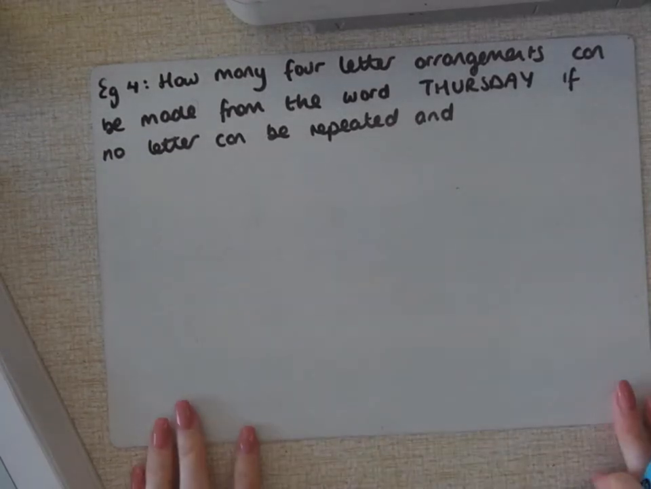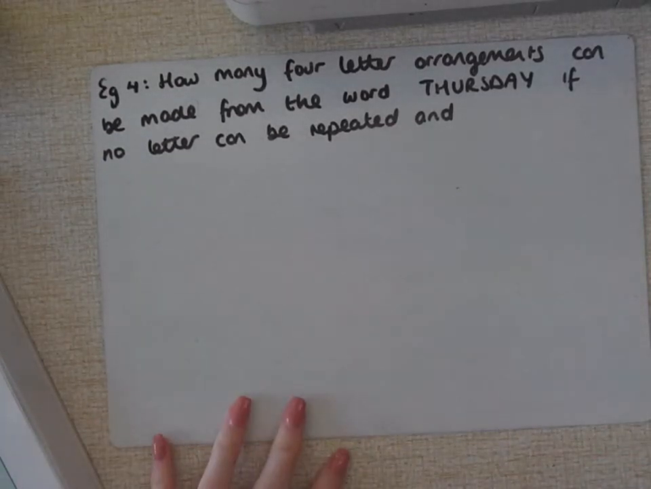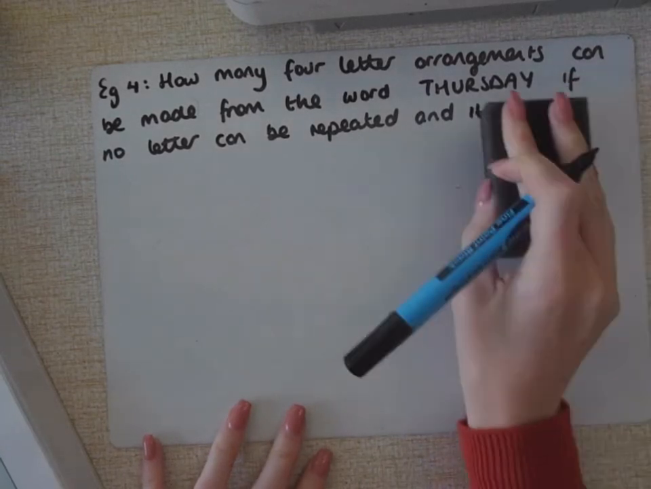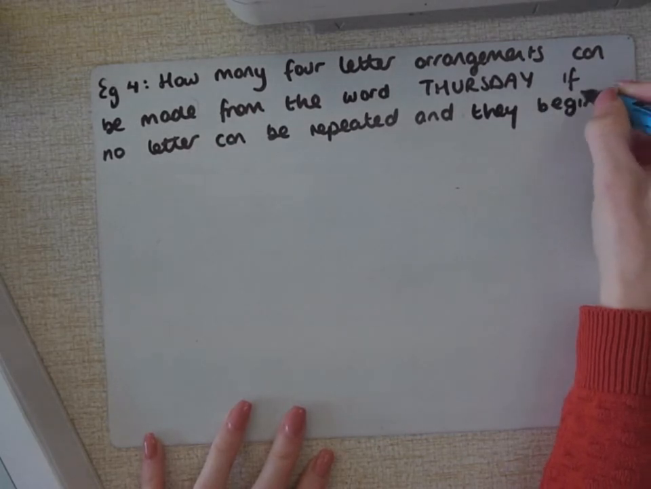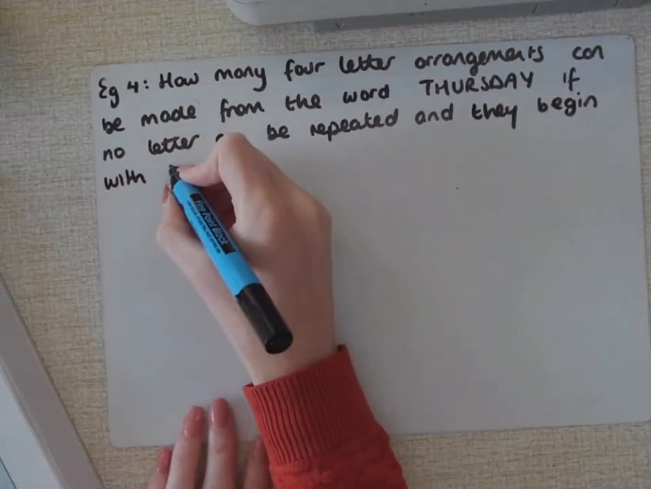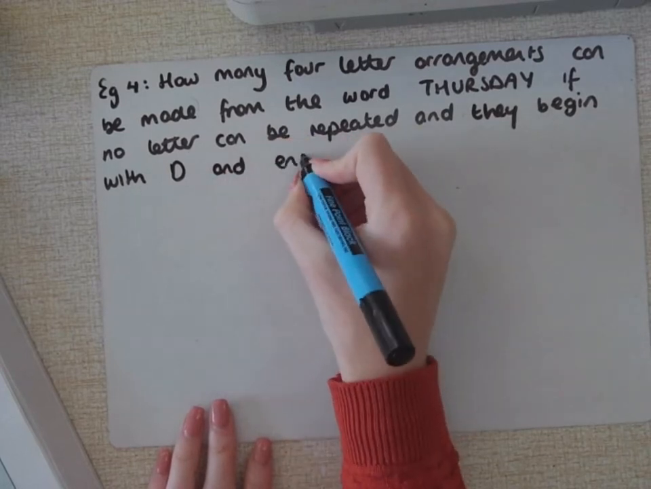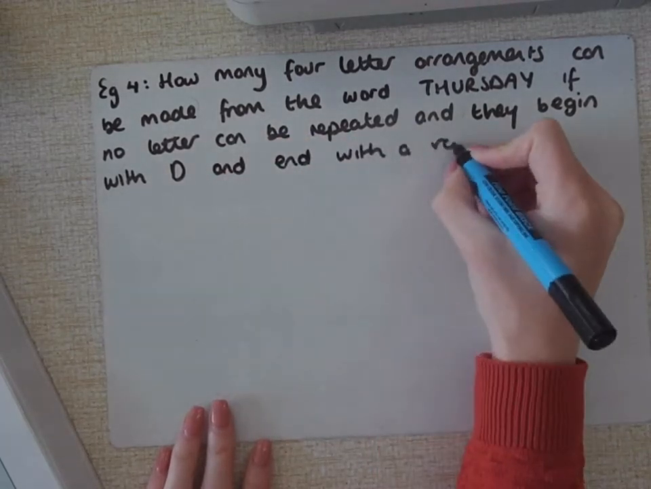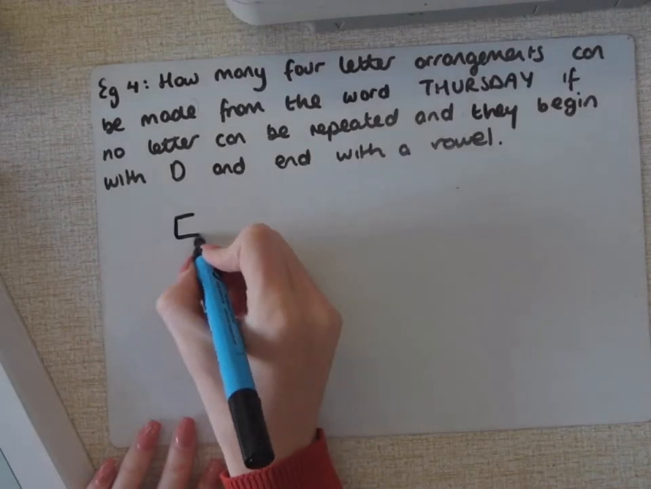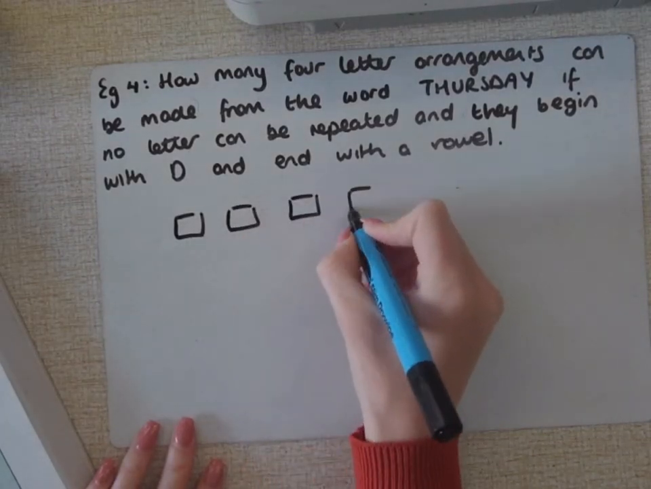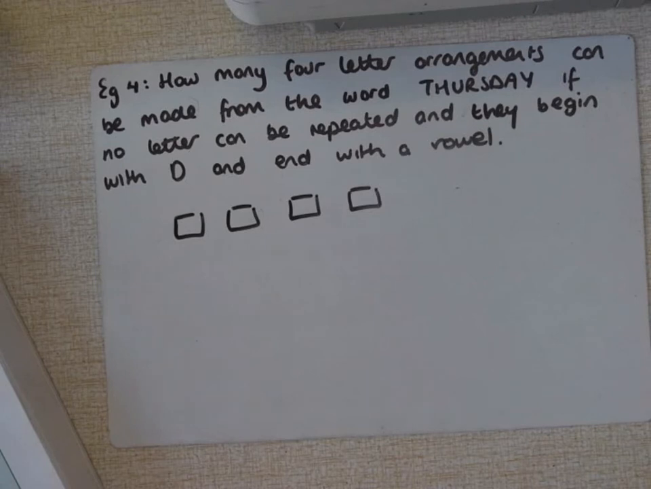So how many 4-letter arrangements can be made from the word Thursday if no letter can be repeated and they begin with D and end with a vowel? So this is just the restrictions. We're going to use the boxes, they're always easier.